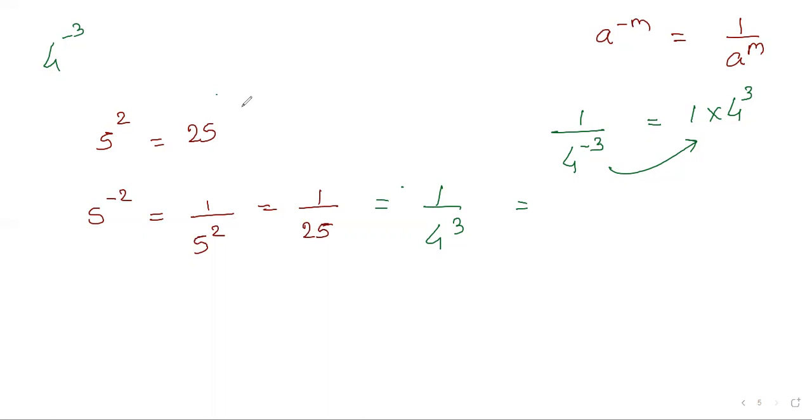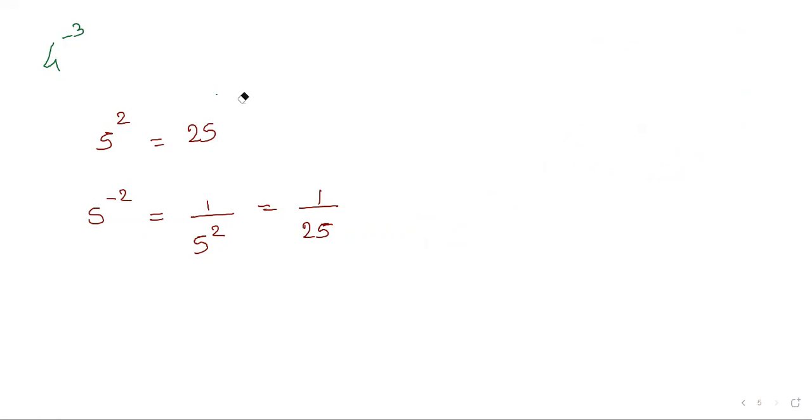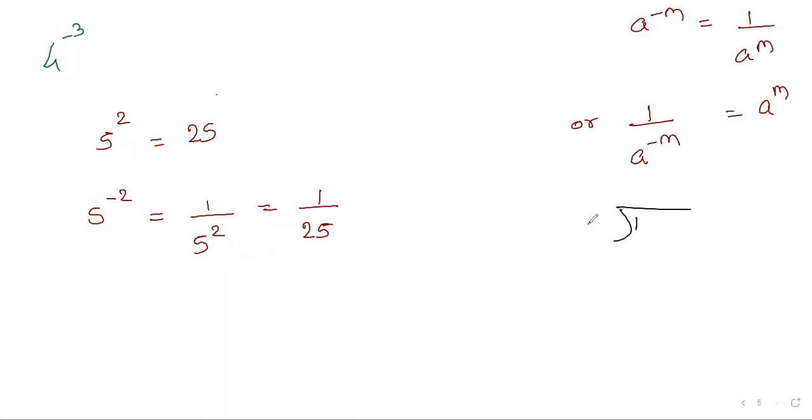Yes, sir. Now let us try and divide. Just a minute, I am saying a raised to minus m is 1 upon a raised to m, or 1 upon a raised to minus m is nothing but a raised to positive m. Now check in the rough work. 1 is divided by 25. How do we divide 1 by 25? Can you divide 1 by 25?